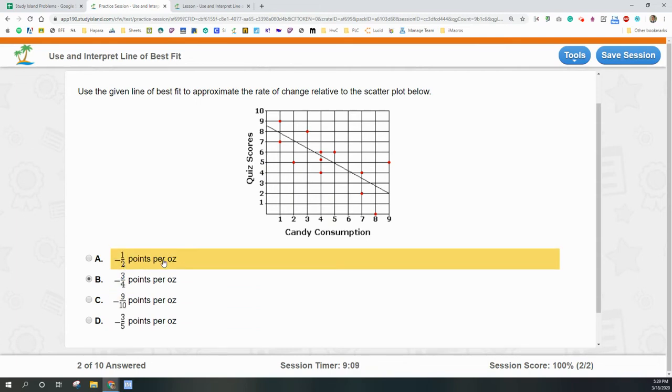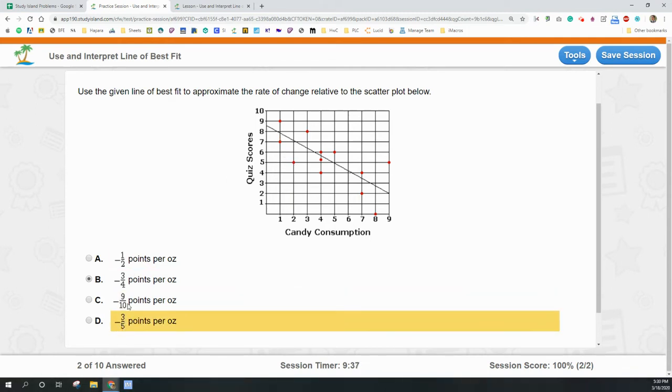Let's try them out. -1/2. If I'm from right here and I'm going -1/2, that's over 2 up 1, over 2 up 1, over 2 up 1. That is getting farther and farther away, as you can see from the actual line. So A is definitely not the answer. -3/4 doesn't look quite right either. Over 4 up 3, over 4 up 3. You can see it's just a little bit off.